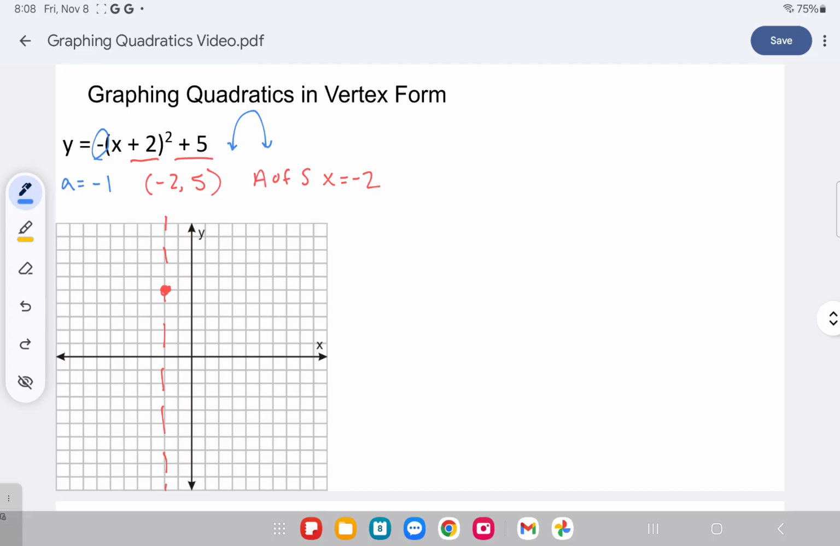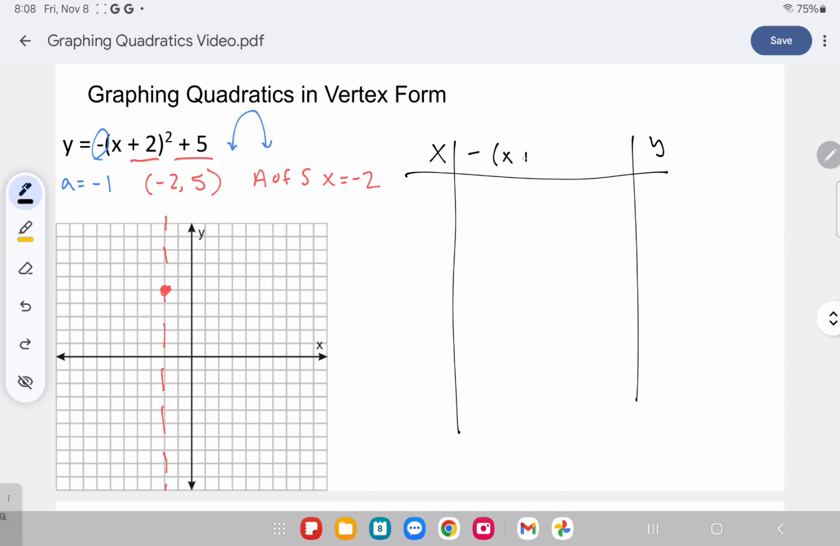All right, so we have the vertex, we have the axis of symmetry. We need at least 5 points to make a good parabola. So I'm going to make my XY chart here, and I'm going to plug in 2 more points. So I'm going to plug in 0. 0 is not as easy to plug in with vertex form because we do have to follow order of operations. So parentheses first, then exponents, so 2 squared is 4. Then we can multiply by that negative to get negative 4, plus 5 is 1.